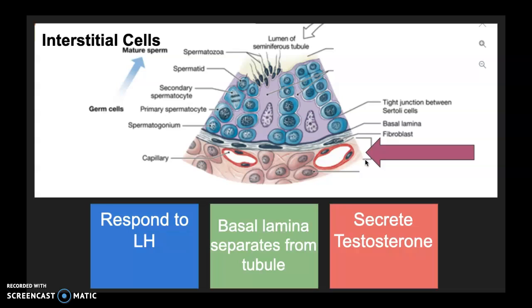The second cell type, the interstitial cells, are found in that third compartment, that interstitial compartment. And the interstitial cells have an important role of responding to the hormone luteinizing hormone. And in response, these cells secrete testosterone into the capillaries and circulatory system.